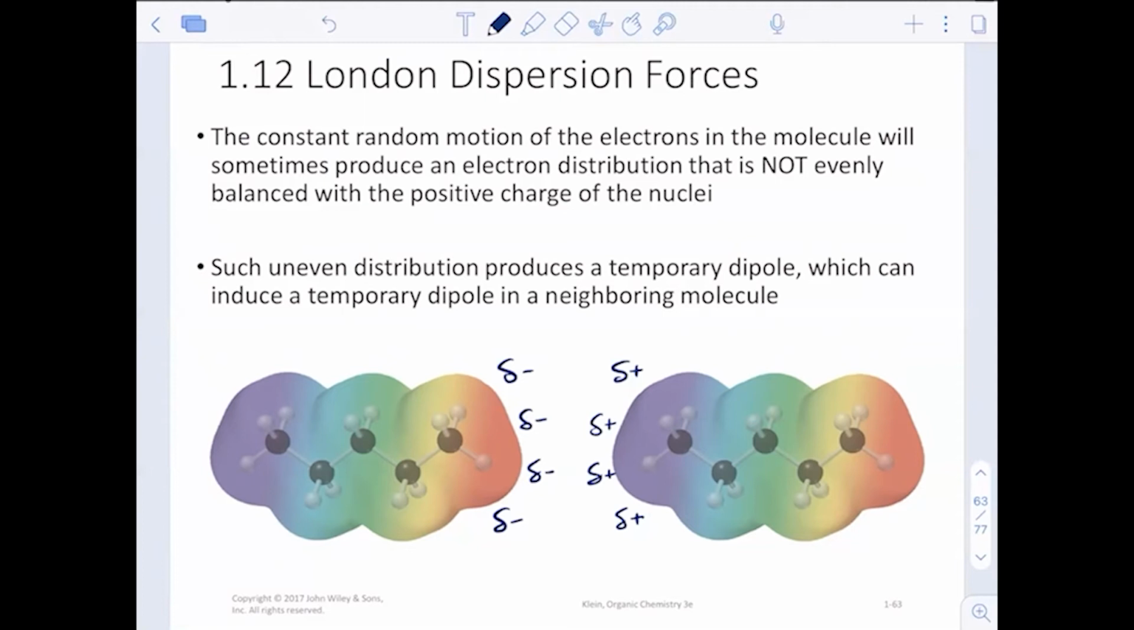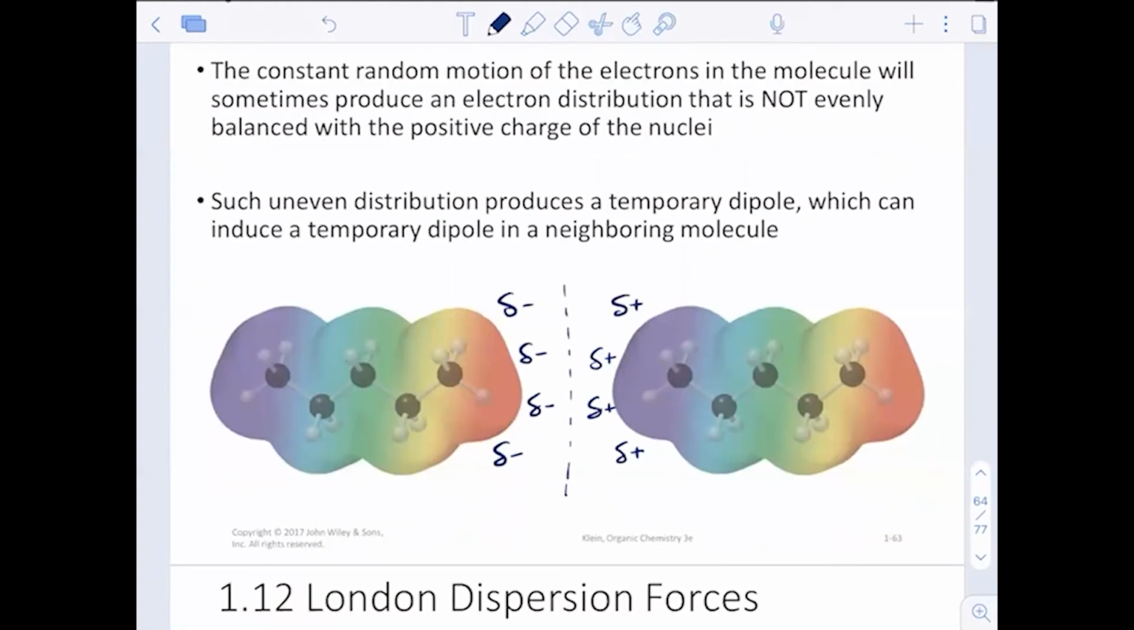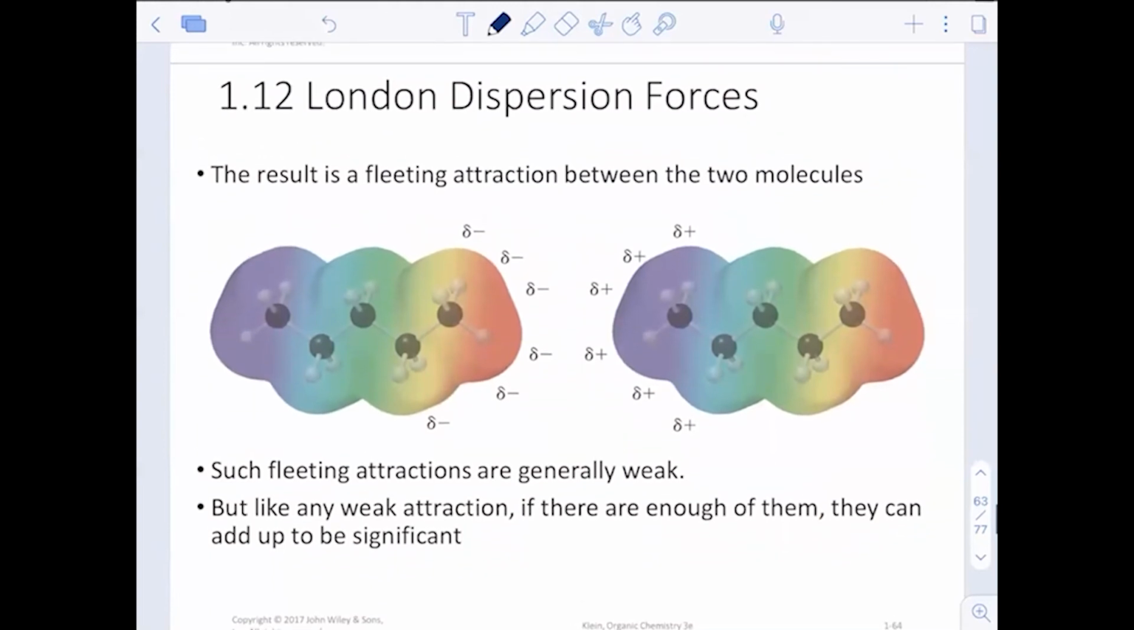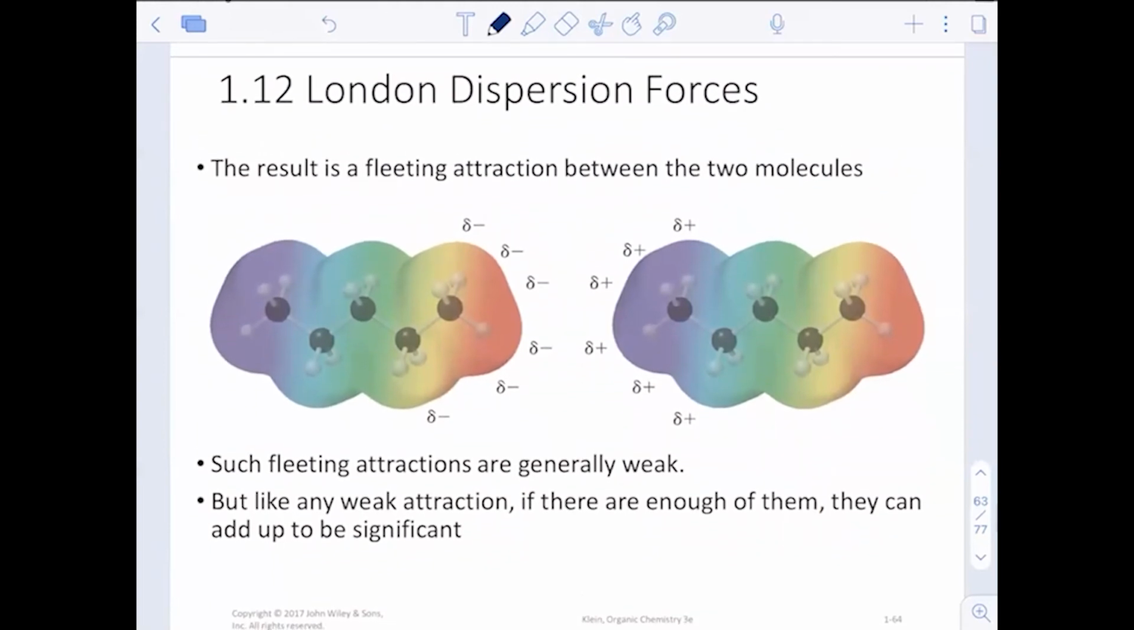They're very weak. And so every molecule will have these type of induced dipole moments. And these are called London dispersion forces when those two things attract. Opposites attract. So there is a little bit of attraction here, but it's nothing to write home about. When we think about these fleeting interactions, they are generally weak. If there's enough of them, they can add up to be significant. And we'll talk about that in a little bit.